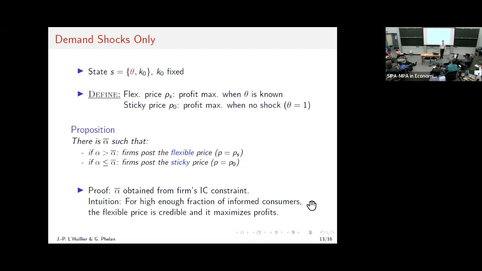Basically, alpha bar is the cutoff in the fraction of informed consumers that makes flexible prices credible, in the sense that the incentive compatibility becomes slack. The firm is relying on the presence of enough informed consumers in order to credibly adjust the price. Below that, the flexible prices are not incentive compatible, and therefore the natural equilibrium to consider is a sticky price equilibrium where the price doesn't adjust with the shock. Okay, so that's the result: for a high enough fraction of informed consumers, the flexible price is credible and maximizes profits.